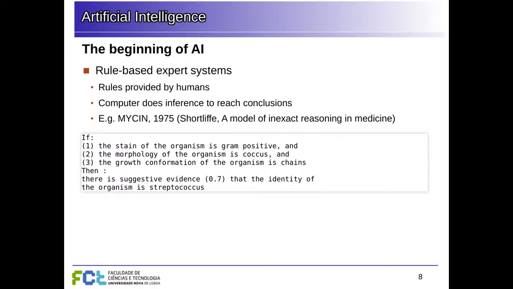One example of this was the MYCIN program in 1975, which had rules provided by humans to try to identify different types of microorganisms based on the evidence of test results and so on. So you could have rules like: the stain is gram-positive, the morphology is a coccus, and growth is in chains. If these three are true, then it will reason that this is a streptococcus. So it would conclude that it was a streptococcus. This is an example of these first rule-based expert systems that use the computer just to work with the rules and infer the results given the rules and the data.